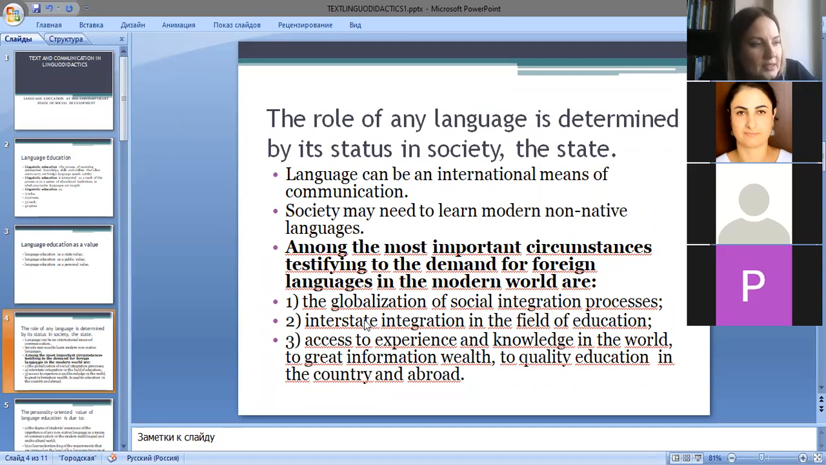So the latter is expressed in particular in the lack of understanding by the heads of educational departments of the importance of familiarizing the younger generation with the new means of communication, searching for the necessary material, investment in the field of language education, and so on.